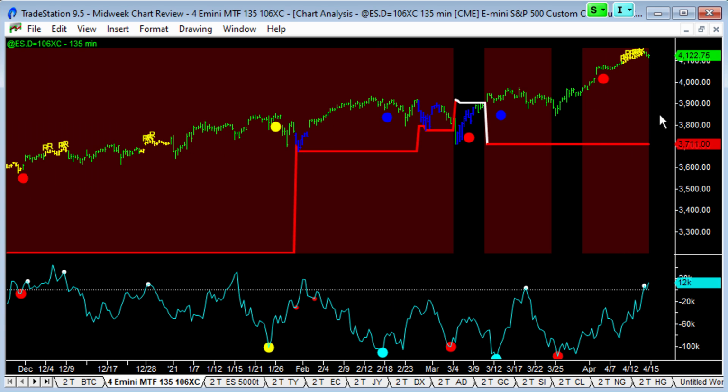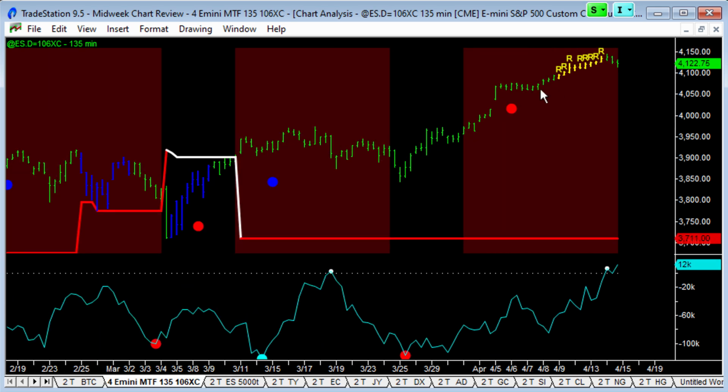But we've run out of steam with all these Rambo patterns. We had 8 in a row out of 9 bars here. That was Friday, Monday, Tuesday's activity there.